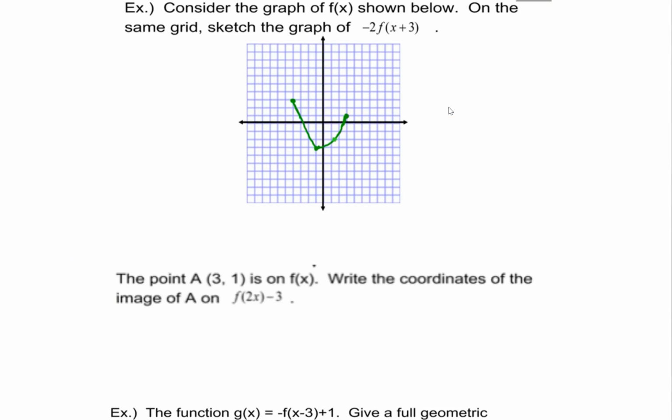So let's look at this one. Consider a graph of f(x) shown below. On the same grid, sketch the graph of this. So let's break down what's happening here. On my x, you're moving it left 3, inside opposite, so left 3. Or if you want to think about it, minus 3, right? On the y, look what's going on. There's only one thing on the outside, it's multiplied by -2. So we're multiplying by -2, or there's a vertical stretch of 2.